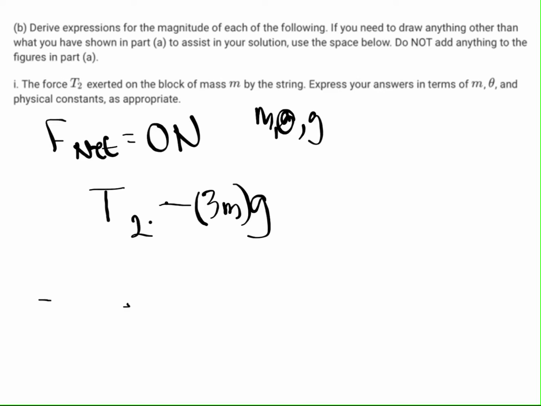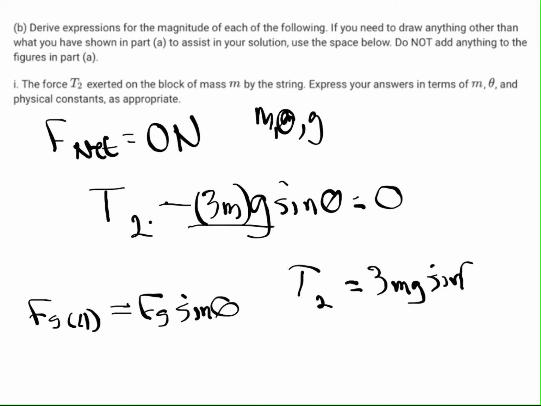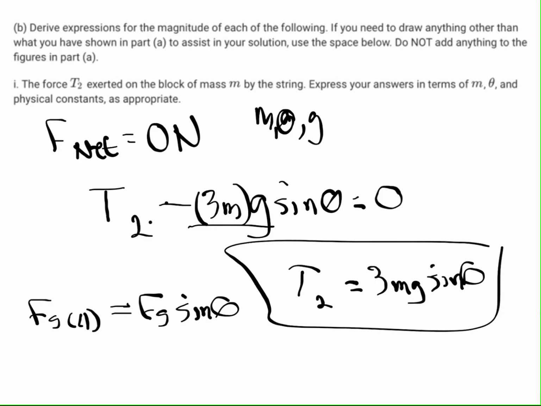Now, remembering that the force of gravity parallel to an incline is force of gravity times sine theta, so this is force of gravity sine theta equals, well, 0. A little bit of simple math, and we get T2 equals 3mg sine theta. Okay.